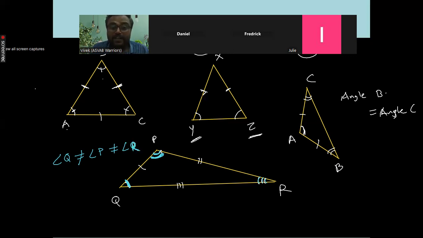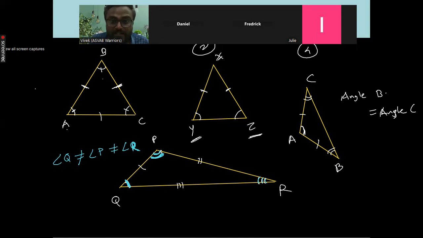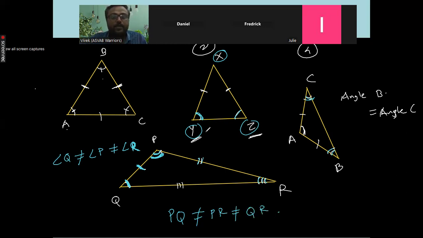Now see, in this X, Y, and Z, single arc, single arc. That means same angles. Double arc, double arc. That means same angles. Now, if you see the sides, one mark on it, two marks on it, that simply means the measurement of PQ is not equal to PR, which is not equal to QR. Jacob, did you understand it, buddy? I hope it is clear now.